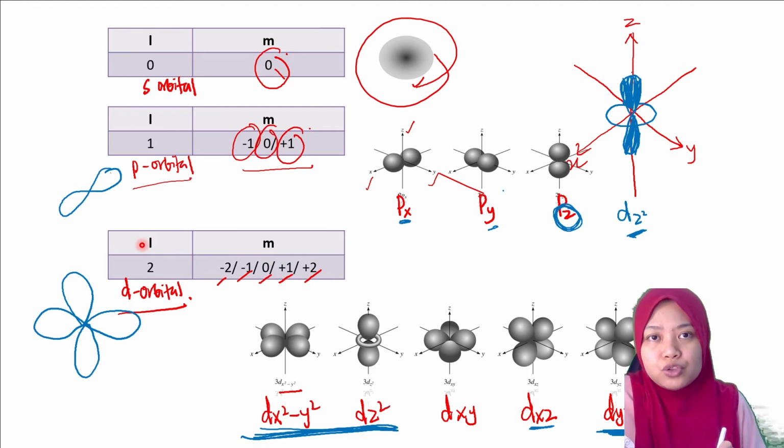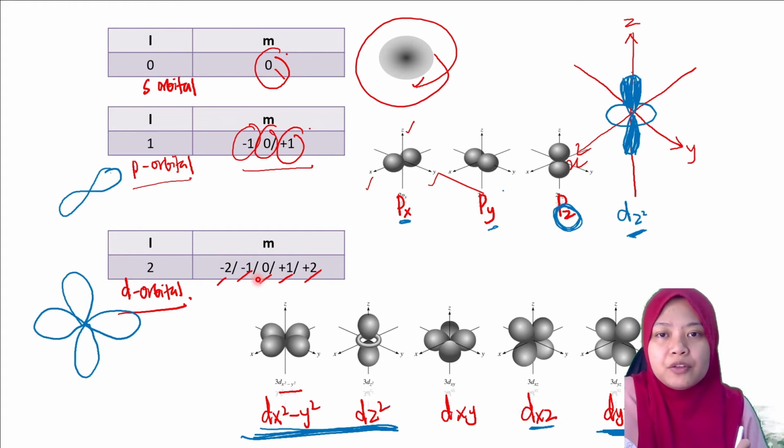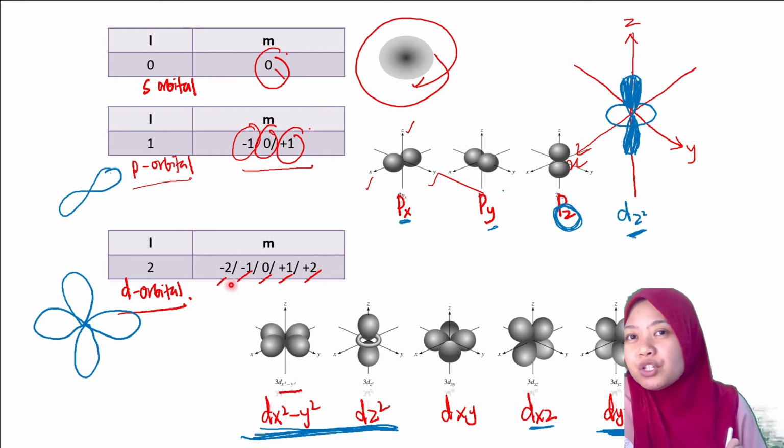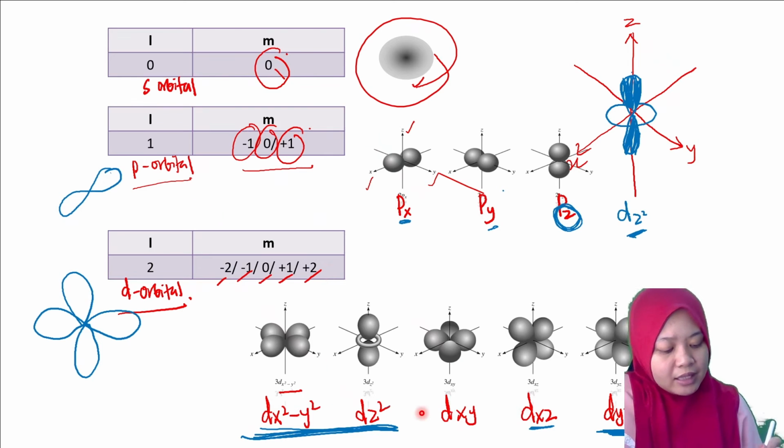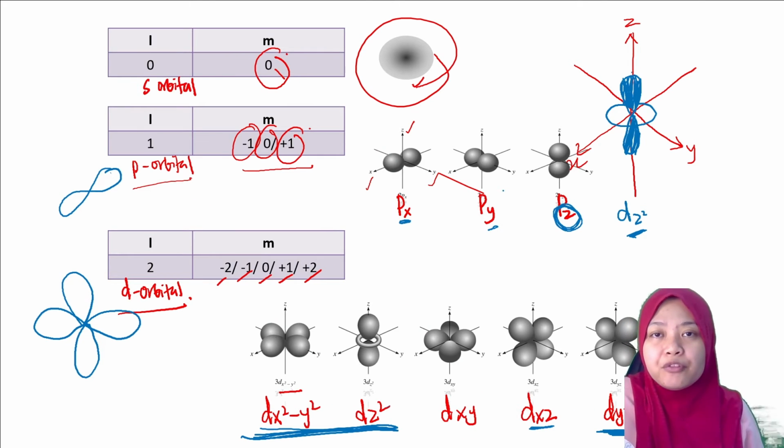If L equals 2, it is a d orbital. That means the shape is clover leaf. It has 4 petals. The values of m are -2, -1, 0, +1, +2. That means there are 5 orientations of the d orbital. So these are the names of the 5 orientations that you have to memorize.